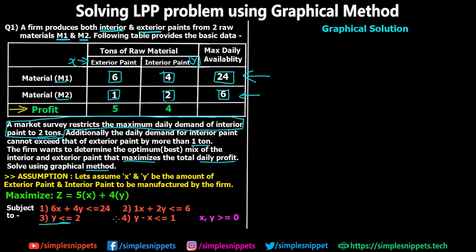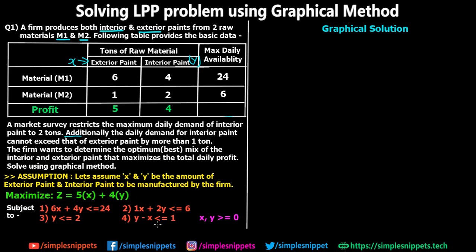And lastly, for constraint number 4, you have to see the next line over here. So this is the constraint number 4. That is, additionally, the daily demand for interior paints cannot exceed that of exterior paints by more than 1 ton. So the difference between interior paints and exterior paints cannot be more than 1, right? So it has to be less than or equal to 1. So Y minus X. So Y is the quantity of interior paints and X is the quantity of exterior paints.